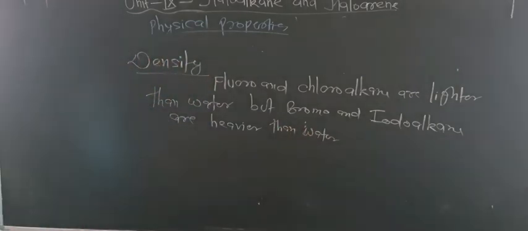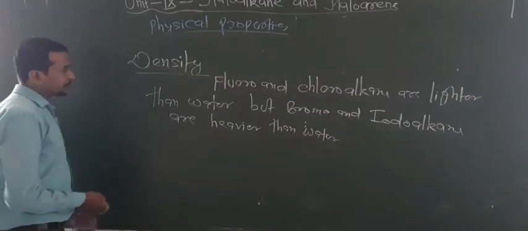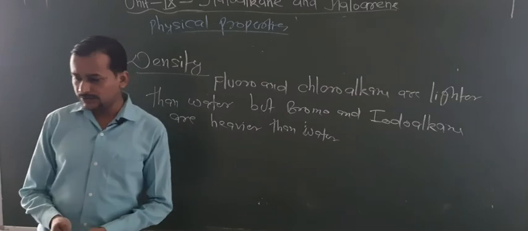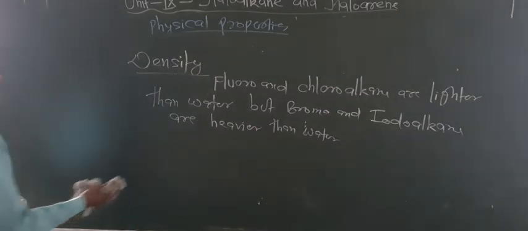So you have to note down that the density of fluoroalkanes and chloroalkanes are lighter than water, but the density of bromo and iodo and also polyfluoro compounds are heavier than water. Like this you can note down about the density. So this is all about the physical properties of haloalkanes and haloarenes.